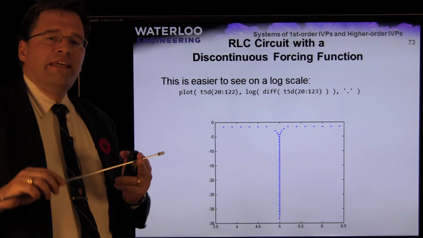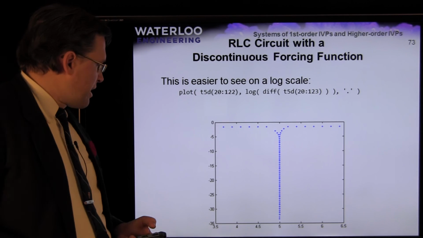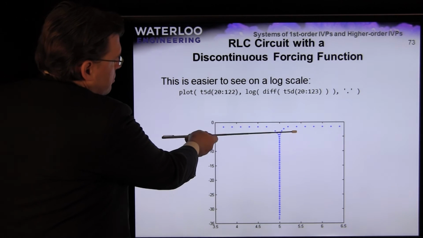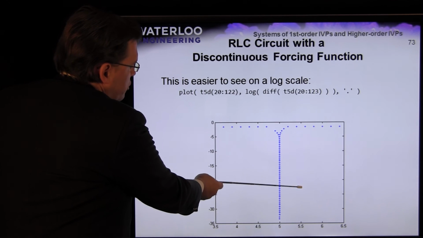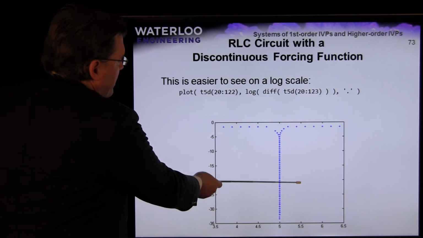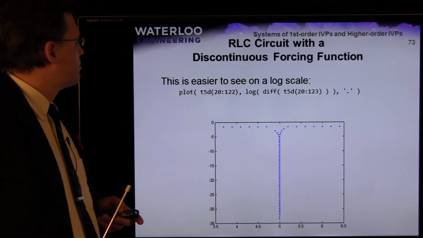You can even plot the value of h on a logarithmic scale, and again you can see we just keep on dividing h by 2, and we go back up again dividing h by 2.